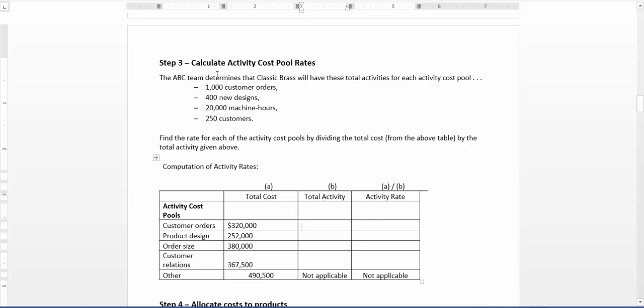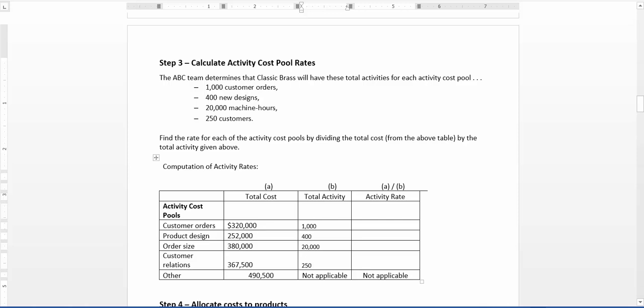Sometimes you'll be given problems where they'll show you each product and the total activities for that product, and you have to add all of the products together to get the total. But here we have our total. So we have 1,000 customer orders. We have 400 new designs. We have 20,000 machine hours. And we have 250 customers.